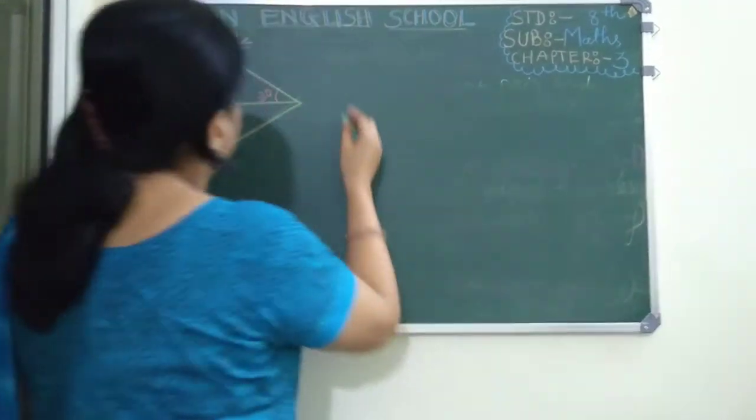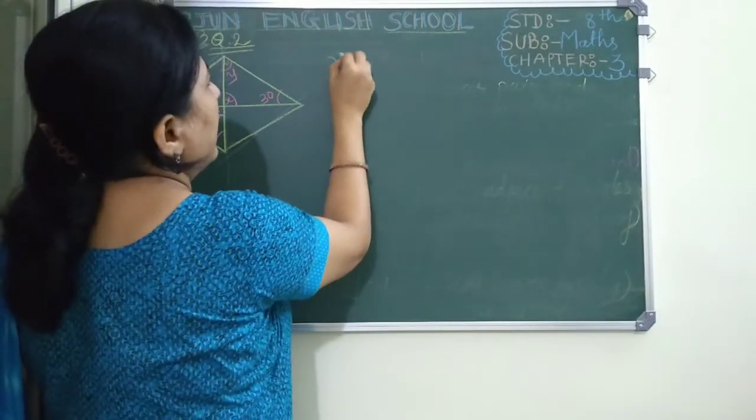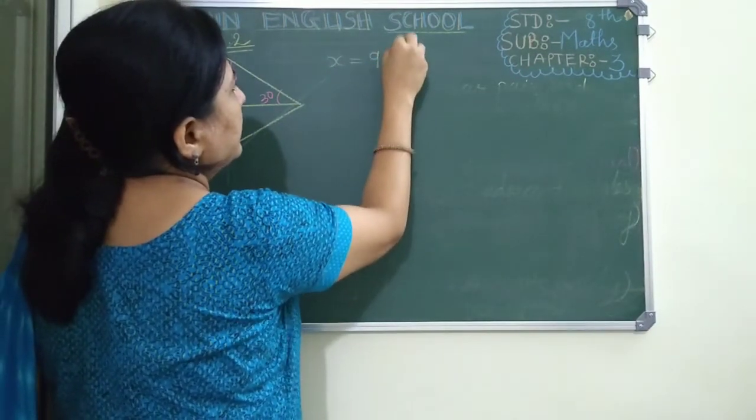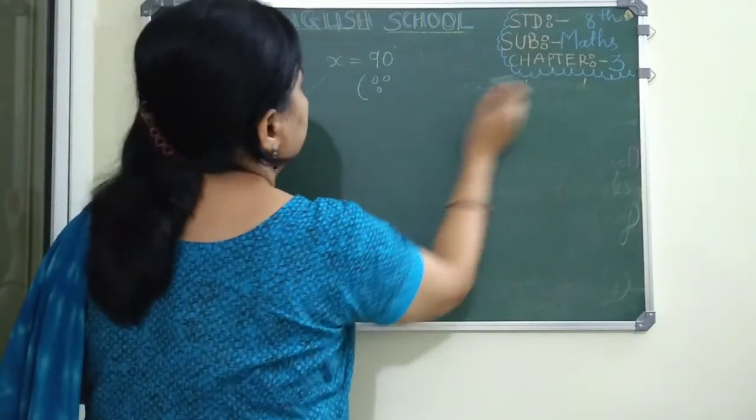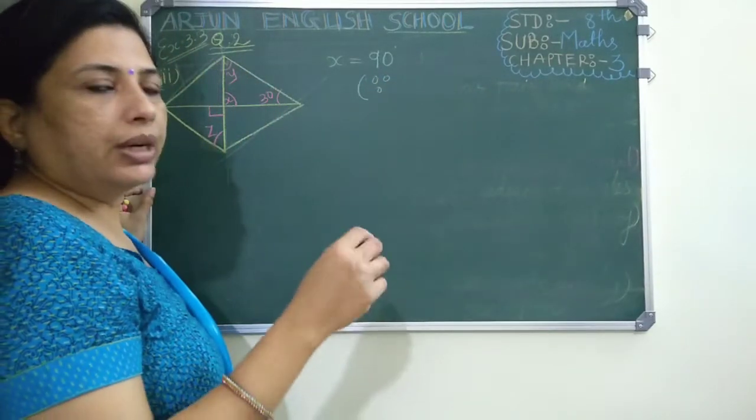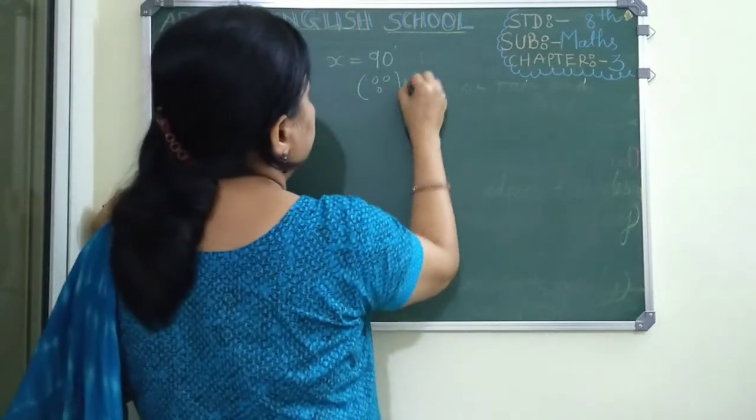Let us find out. First of all, X is equal to 90 degrees. Here we will write vertically opposite angles.